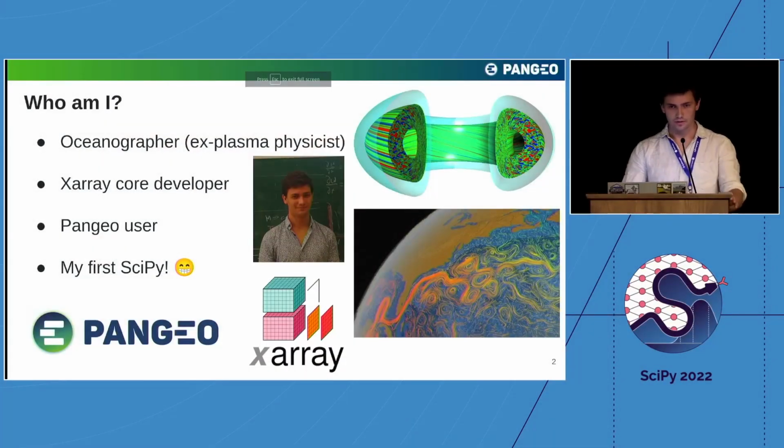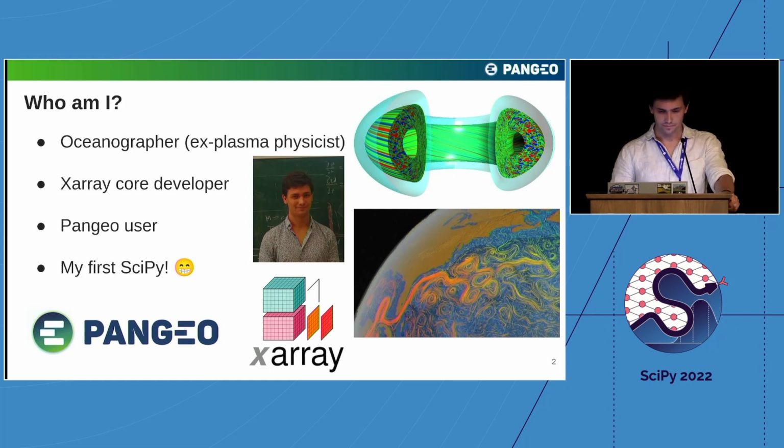So before I start, quickly, who am I? I'm an oceanographer as of just over a year ago, working with Ryan Abernathy in the Pangeo crowd. Previously, I was a plasma physicist, so I went from plasma turbulence to ocean turbulence. I'm also an Xarray core dev, and this is my first SciPy, and I'm excited to be here.